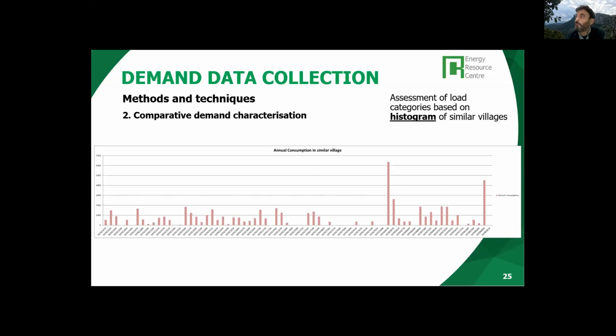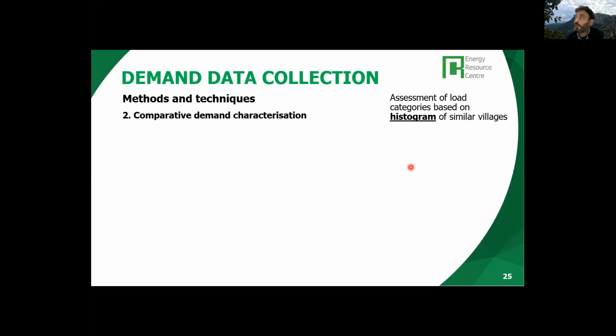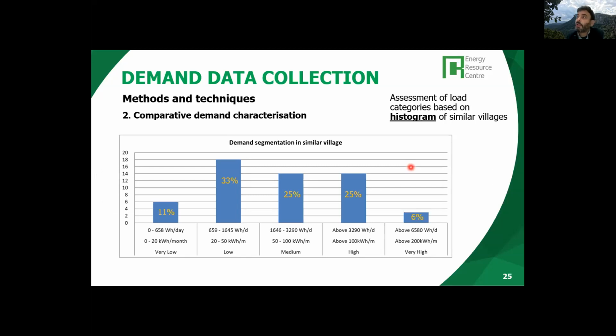So this is the histogram of consumption of different meters in a community, in a similar village. And based on that, we prepared a histogram where we calculated the percentage of connections of customers under each category. And this is what we found: 11% of the customers were in the very low segment, 33% in the low segment, meaning from 20 to 50 kilowatt hour, medium, high, or very high.